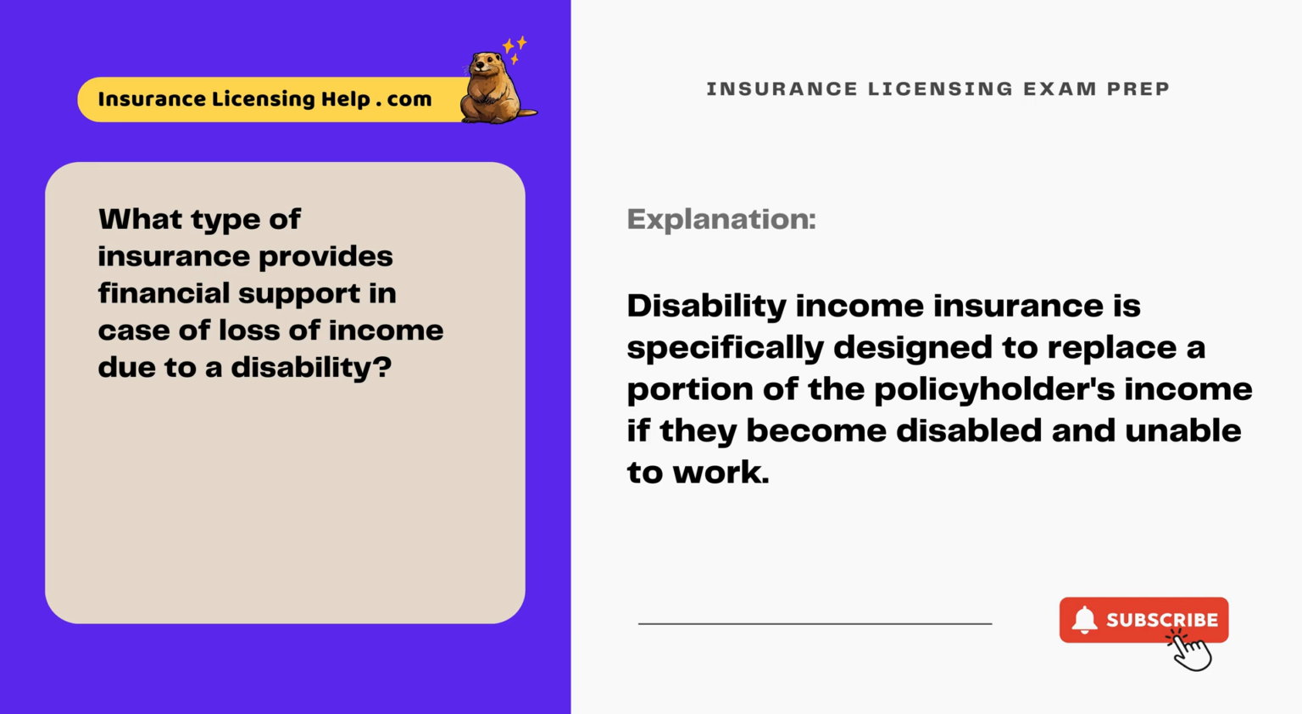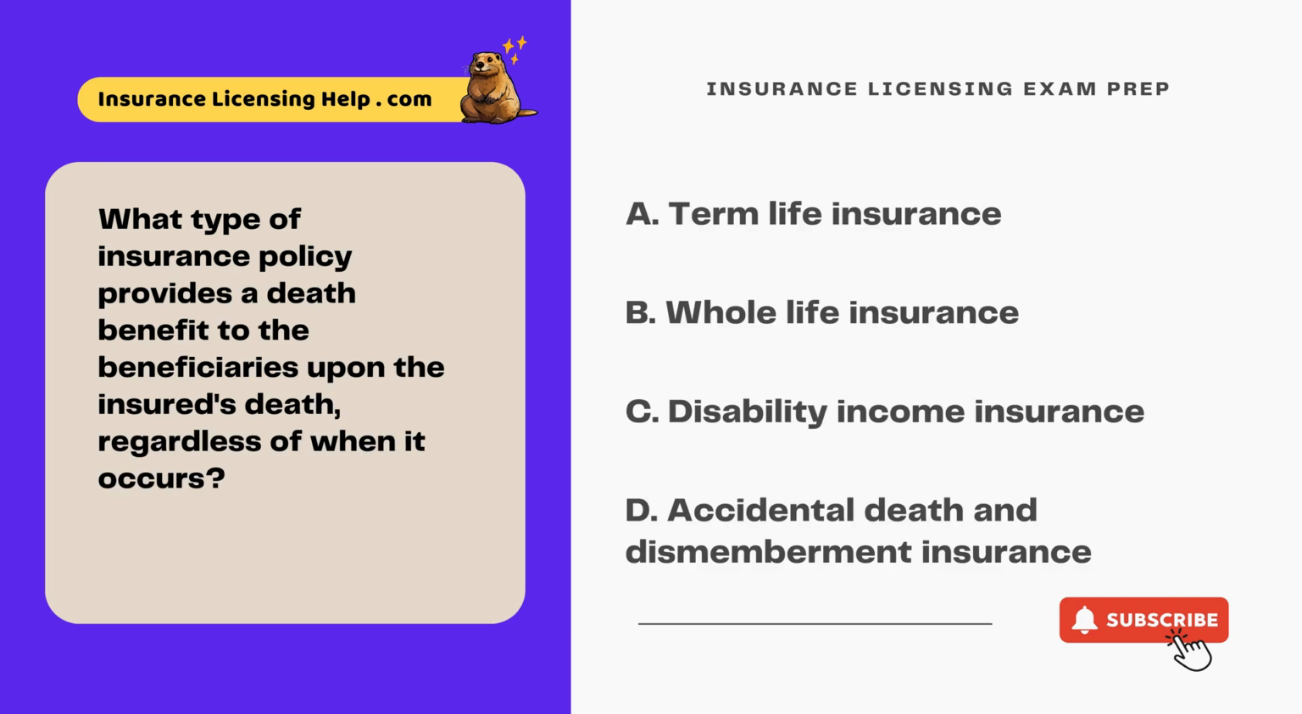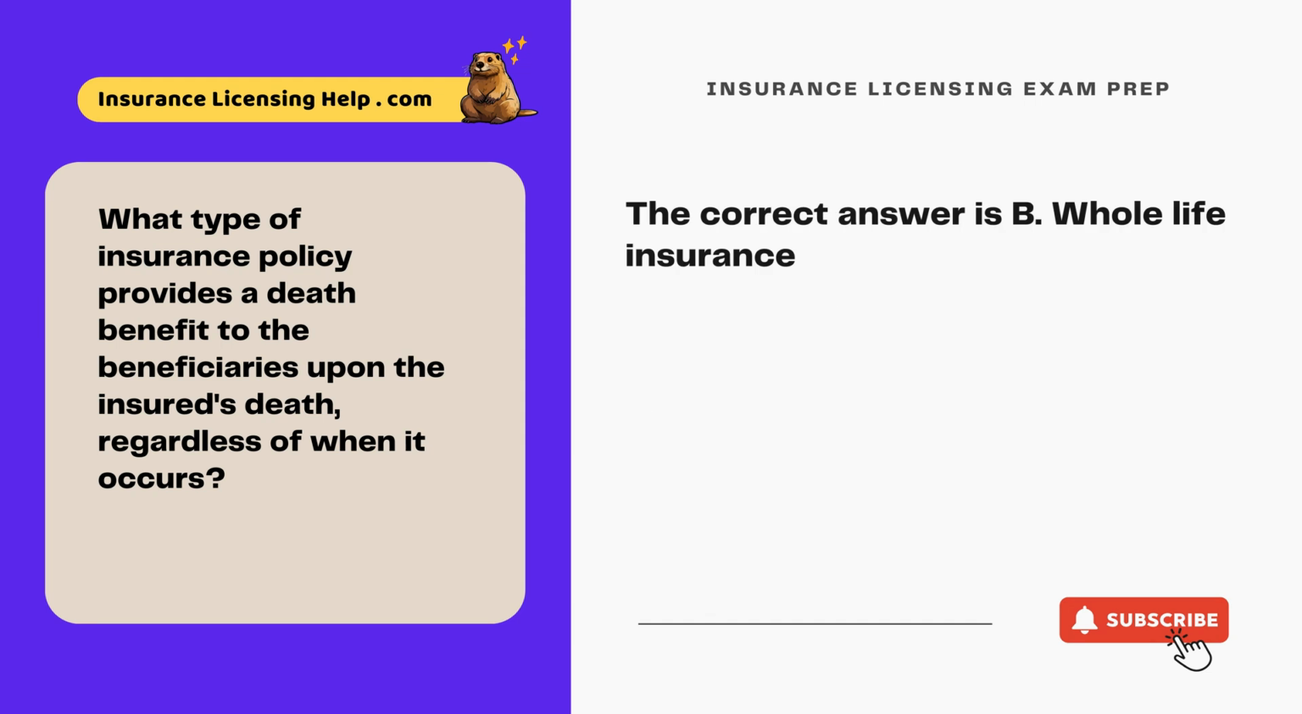and unable to work. What type of insurance policy provides a death benefit to the beneficiaries upon the insured's death, regardless of when it occurs? A. Term life insurance. B. Whole life insurance. C. Disability income insurance. D. Accidental death and dismemberment insurance. The correct answer is B.